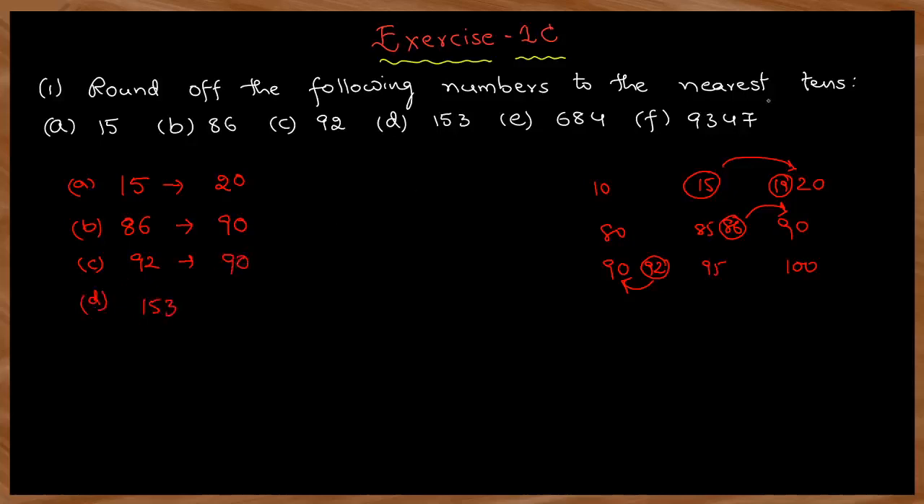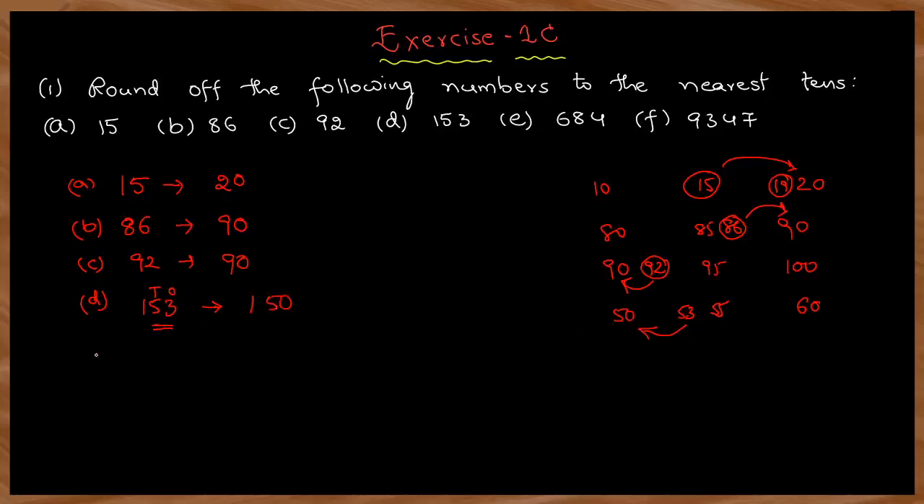153. Here he is asking only nearest tens. So observe here up to here only. This is ones place, this is tens place. So what is the tens place value? 50. So from 50 to next 10 is 60. So middle number is 55. So check where this 53 exists. So 53 will exist somewhere here. So it will be nearer to the 50. So we can write the nearest 10 of 153 as, you should write the 100 place as it is, and 53 we have to write as 50 only. So the nearest 10 of 153 is 150.